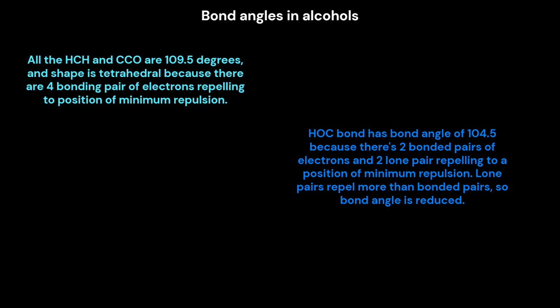The HOC bond has a bond angle of 104.5 degrees because there are two bonded pairs of electrons and two lone pairs repelling to a position of minimum repulsion. Lone pairs repel more than bonded pairs, so the bond angle is reduced.